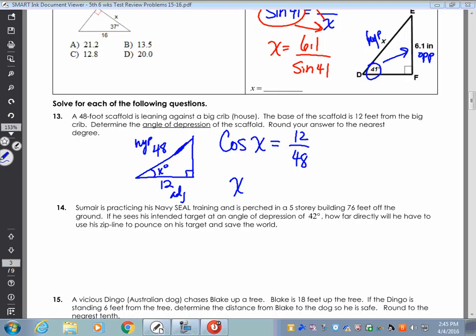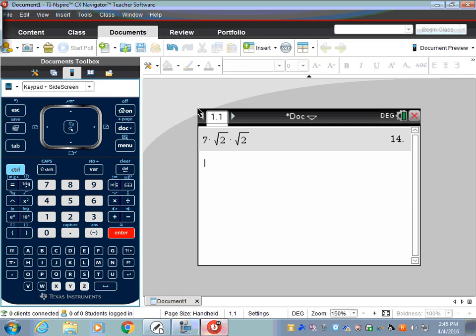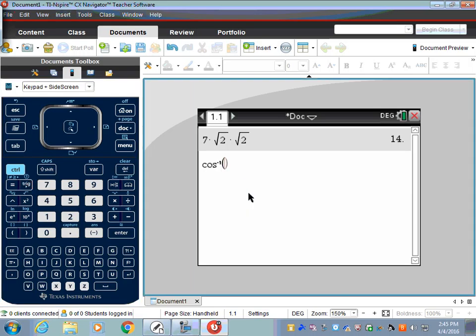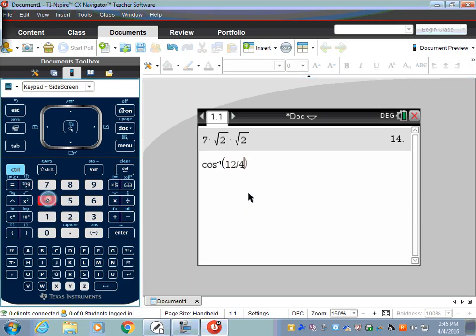Exactly, inverse. So x is equal to cosine negative 1, 12 divided by 48. You have to type that into the calculator. This is what I'm saying. If you don't have a calculator, write cosine, and 12 divided by 48. Because I don't think it will do this on your phones. But just remember, get it set up to receive credit when I check 1 through 16.